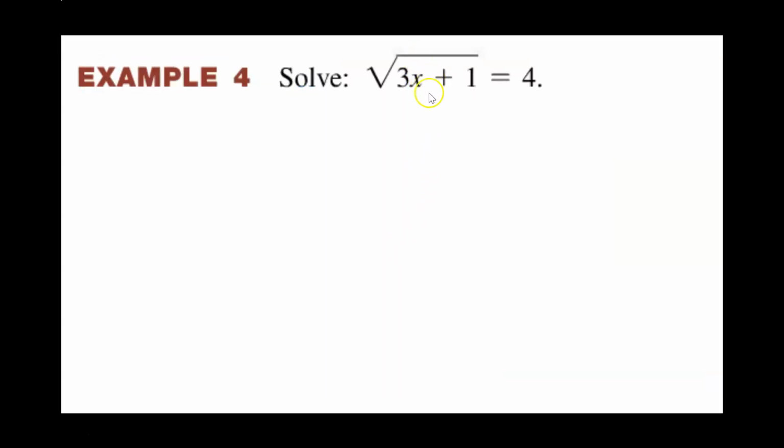So here, we don't really have to move anything over because the square root is on the left side and there's nothing else in front of the square root here. There's nothing added or subtracted to it. It's just the square root, which makes the problem a whole lot easier to do.